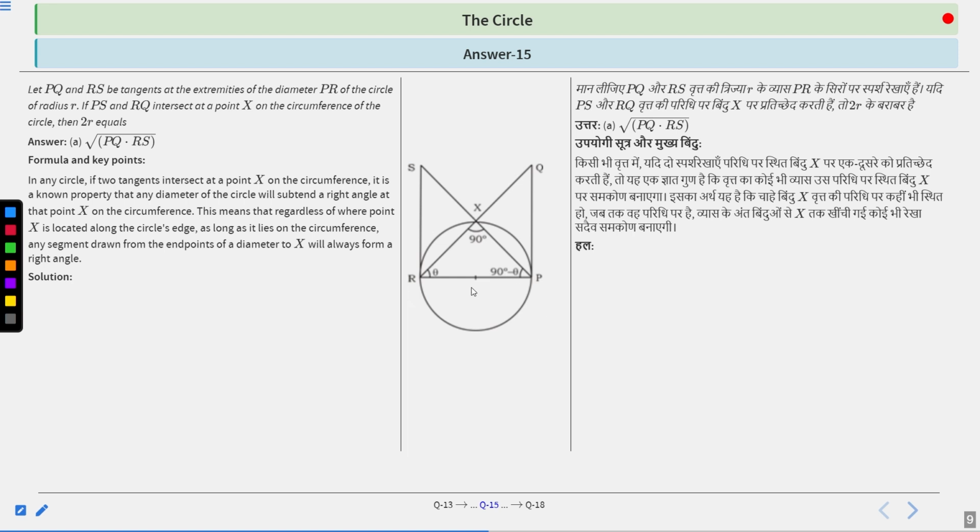From the information given in the question, we have a circle with points R and P. Because RP is the diameter, at points R and P we have drawn tangents, clear? And we basically have to draw lines from S and Q, which intersect the circumference of the circle at X, clear? Therefore, we can easily find the relationship between 2R and PQ and RS, right?